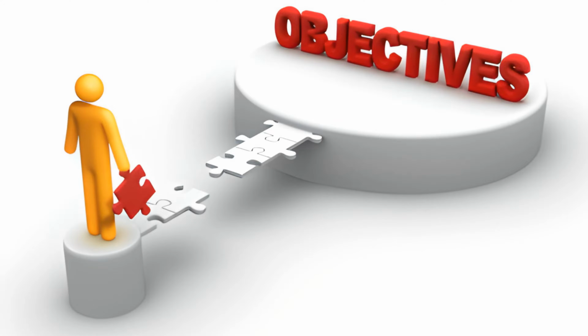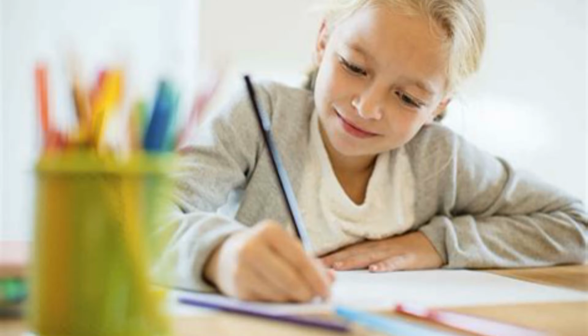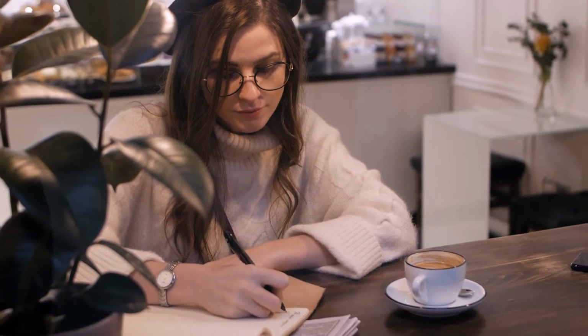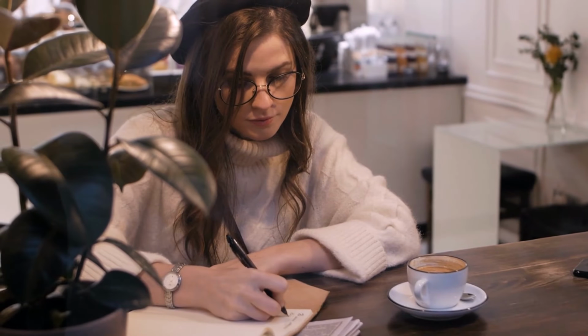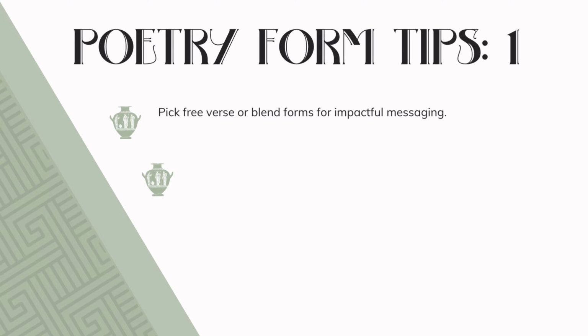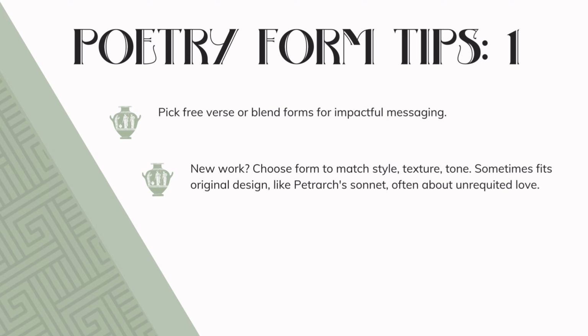Finding the best language for the poem is the objective of this process stage. If you're an aspiring poet, choose a well-known form such as a haiku, sonnet, or common meter to teach you how to arrange and construct a poem. As you gain experience, it will come naturally to you to break the rules and experiment with different parts of the figure of speech or repetition of sounds that resonate best with the poem. Decide if it works well in free verse, choosing a form that best delivers the message or mix elements of different forms. If it's new, which form best suits its style, texture, and tone of language. Sometimes it fits a particular form's original design. For instance, Petrarch's sonnet, usually about unrequited love.